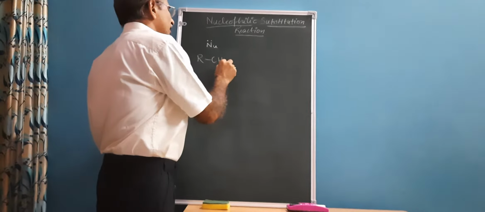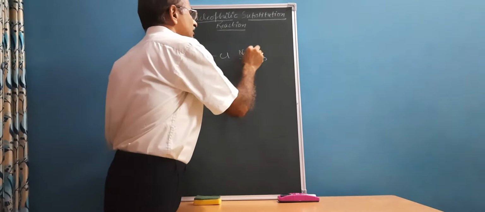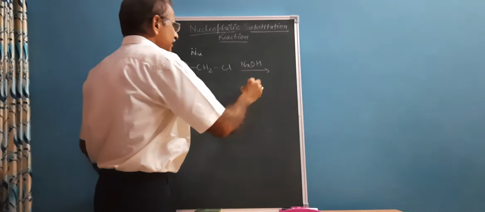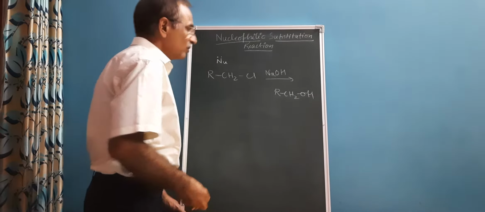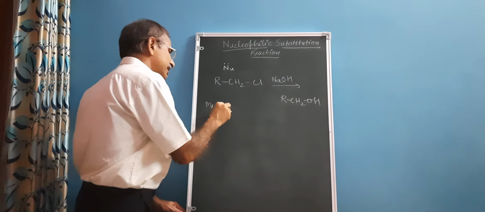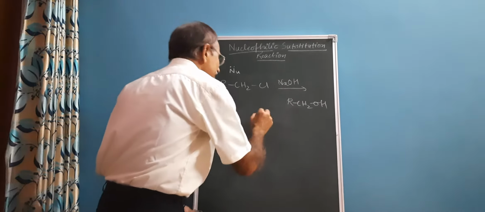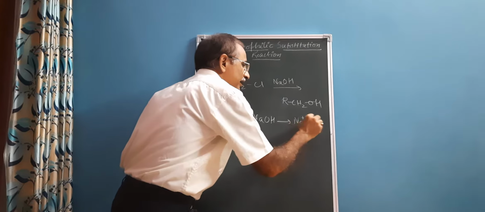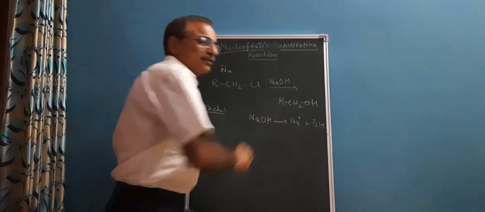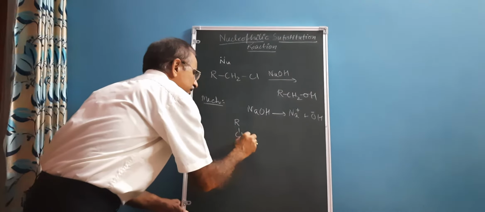For example, let's consider we are having this haloalkane, and here it is treated with sodium hydroxide solution. Here we are getting CH2OH. Now when you are going to write the mechanism of this reaction, this sodium hydroxide will provide Na plus and OH minus, this base, and once this base is formed, here you are having CH2Cl.